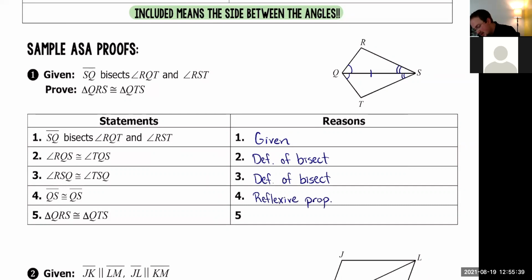And then if I look at the diagram, if I look at this top triangle, I have an angle, side, angle congruent to another angle, side, angle. Do I have enough for ASA congruence? Absolutely. So the final statement is what we were trying to prove, that triangle QRS is congruent to QTS, and that is due to angle, side, angle congruence.